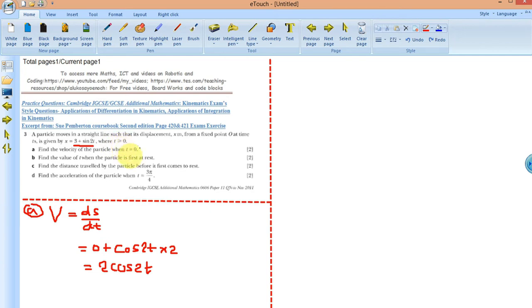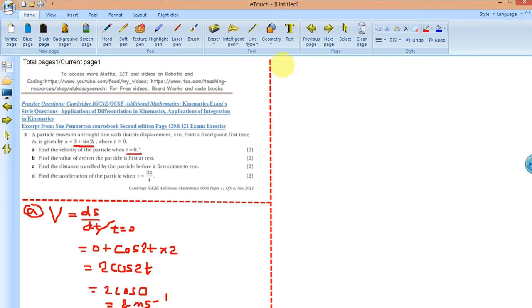Now this one says that when t is 0, so when time is 0, anywhere you see t, just put 0. So I'm going to have 2 cos of 2 times 0, that is 2 cos 0. Cos 0 is 1; go to your calculator to confirm. So 2 times 1 is 2. My answer is 2 meters per second. This is velocity, so per second, not per second squared. So that's the solution to question 1. Let's go ahead with the next one, part B.